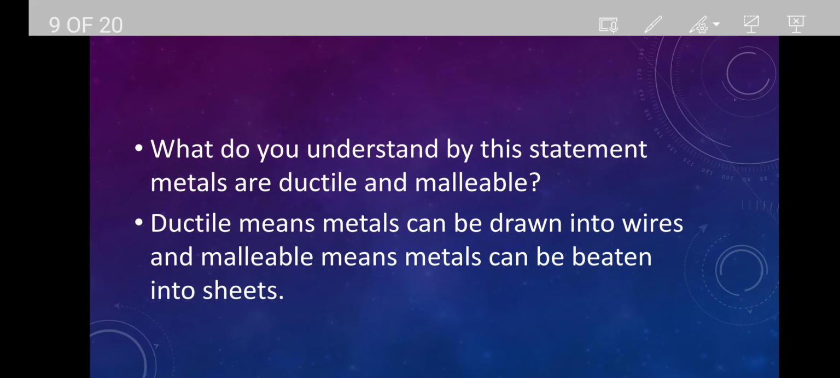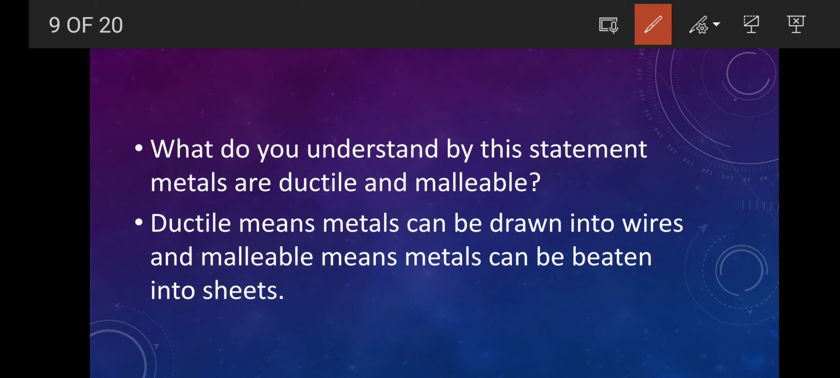Now the next question is, what do you understand by this statement, metals are ductile and malleable? So it is very clear. Ductile means what? Ductile means metals can be drawn into wires, and malleable means what? Means metals can be beaten into sheets. Clear? So ductile means that metals can be drawn into wires, and malleable means metals can be beaten into sheets. So that is why metals are ductile and malleable.